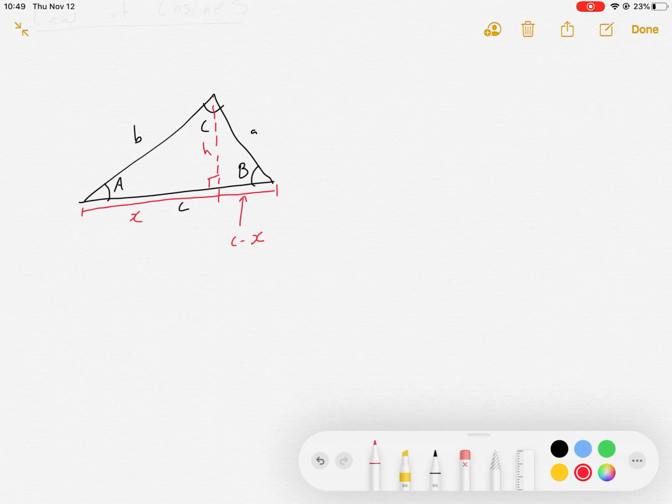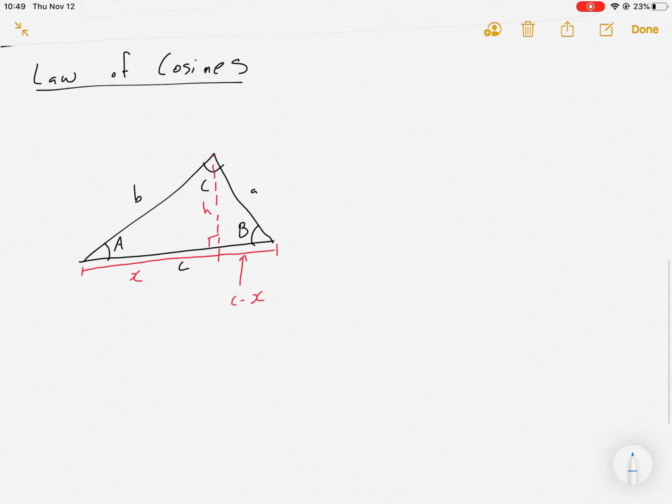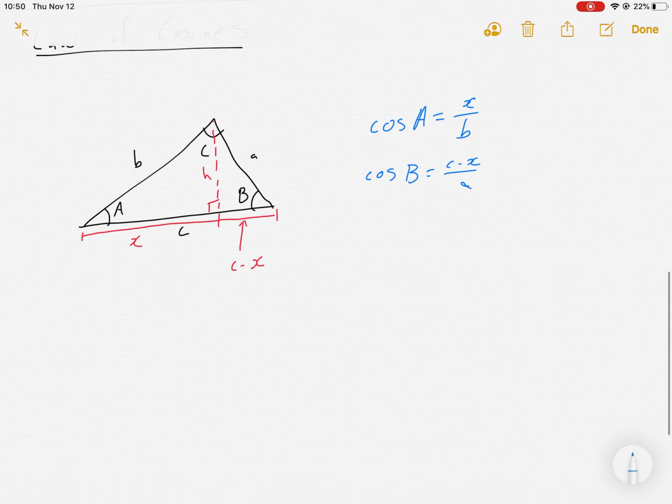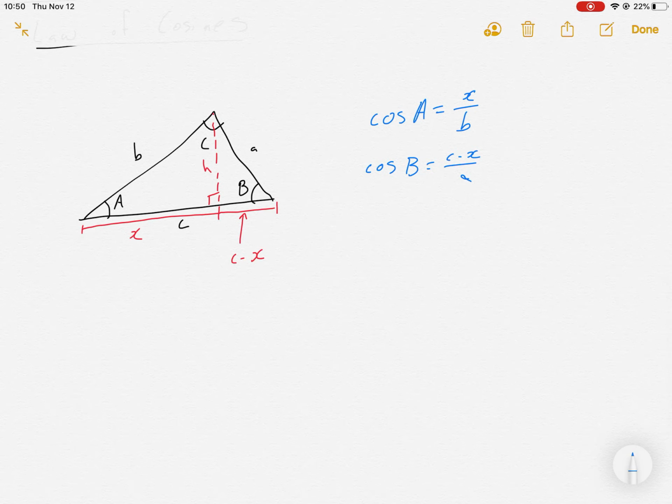So one thing I could write at this point, which will come into play later, is I do know that cosine of A is going to be x over b. I also know that cosine of B would be (c minus x) over a. So that's useful information, but I'm not going to use it yet. Before I get into that, I'm actually going to do the Pythagorean theorem. And I'm going to say x squared plus h squared has to equal b squared.